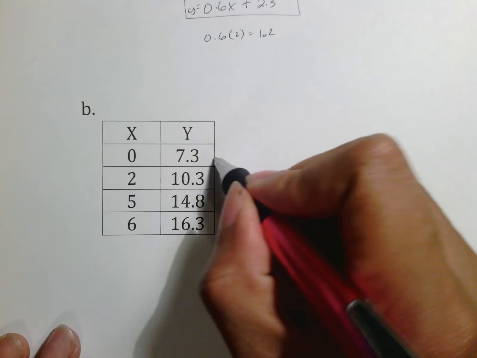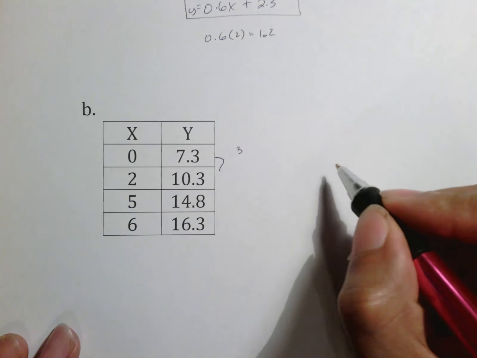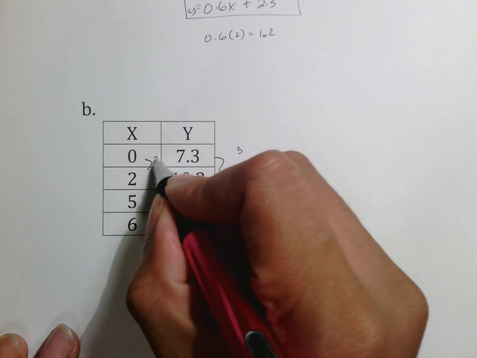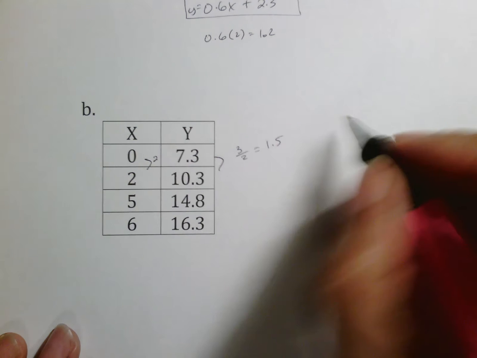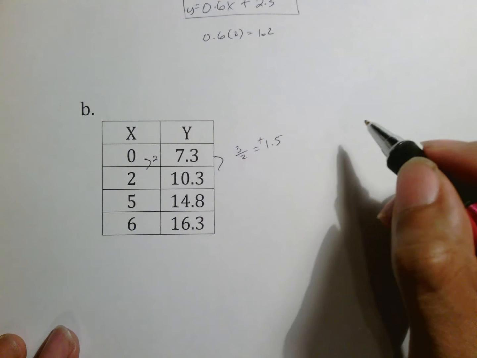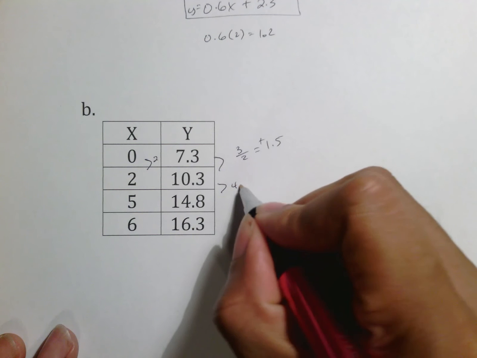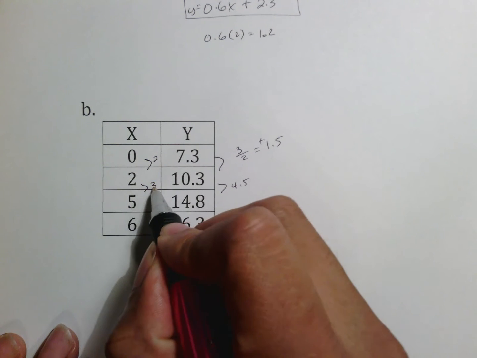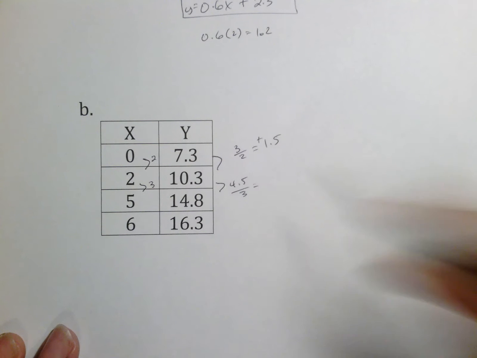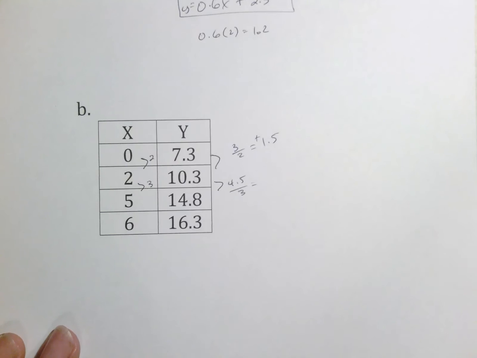So looking at one more of these, here again you're looking at 7.3 to 10.3, which is a difference of 3. But if you look over here, this is a difference of 2, so we divide that by 2, getting a difference of 1.5, and it's adding 1.5. Looking here, we have 10.3 to 14.8, which is 4.5 here, but in between these two we have a difference of 3, so we divide 4.5 by 3, which again gives us 1.5.